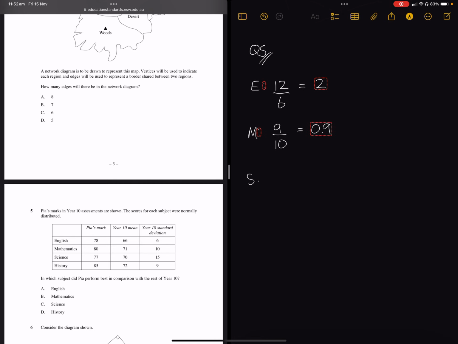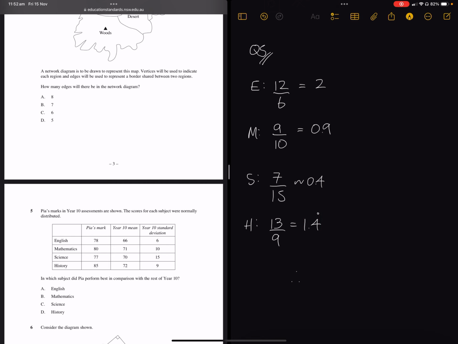For science, she got 77, the mean was 70, so she's 7 above. Standard deviation is 15. This is around 0.4. And then for history, 85, the mean was 72, so she was 13 above, and standard deviation was 9. This is 1.4 recurring. So these numbers are how many standard deviations, or approximations for how many standard deviations she is above the mean. The one which is the largest is English.